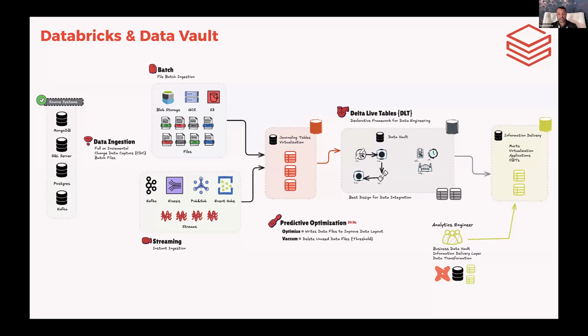And then with your business layer sitting next to the raw data vault and allowing you to query the raw data vault, you can start to create information delivery, which can be like marts, can be virtualized tables, can be endpoints to the application, can be OBTs, whatever you want. So it gives you the freedom to choose what you want to do.